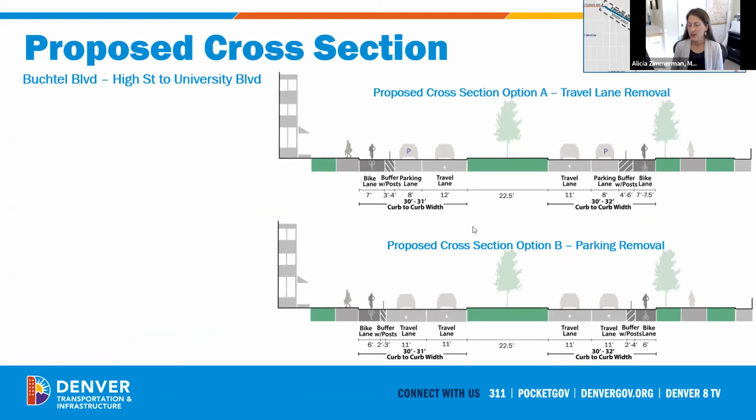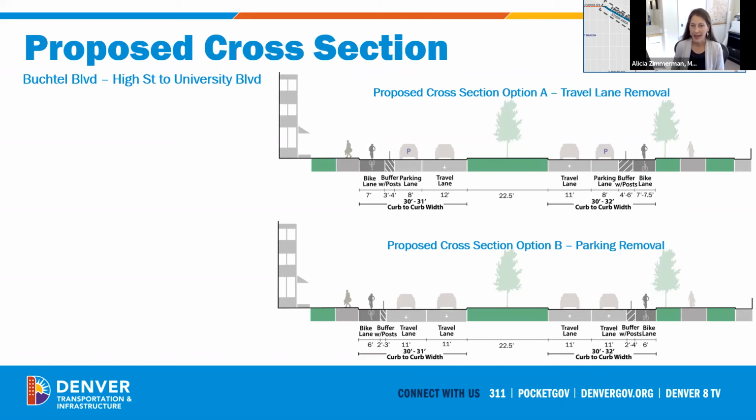And then the easternmost section that we're talking about tonight goes up to University. This is the section from High to University that fronts the university. And I have 2 examples of some potential options because neither of these has been selected. A lot of it has to do with ongoing analysis and discussions with stakeholders and your input and everything.